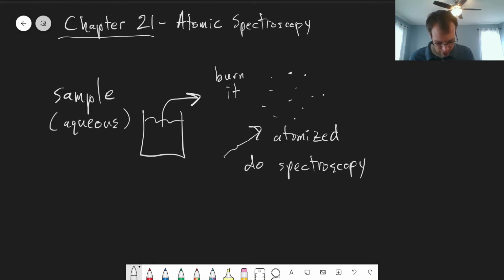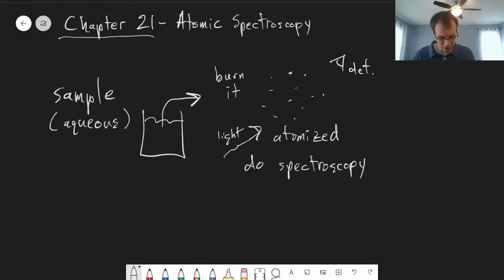So we send in our light. We have a detector on the other side. I've left out the monochromator, but there's still going to be a monochromator present here as well. All right, and so we break our sample apart into its constituent atoms and measure those atoms separately.